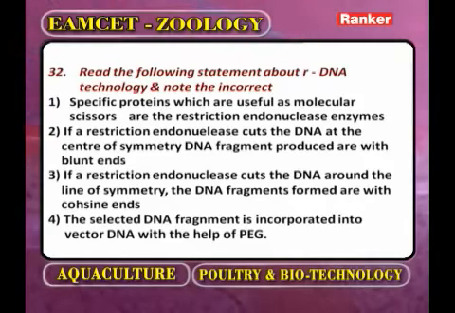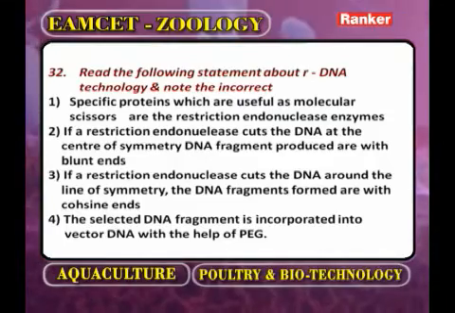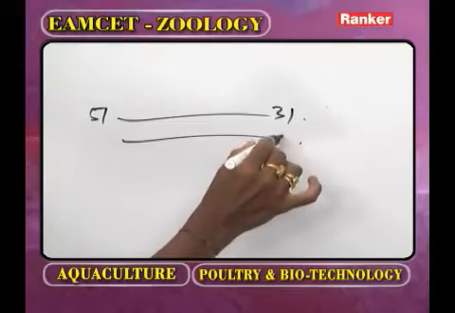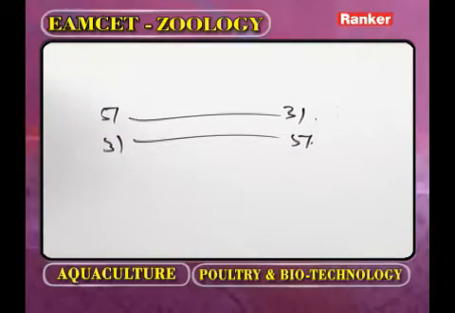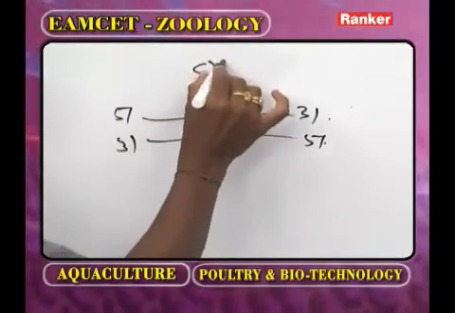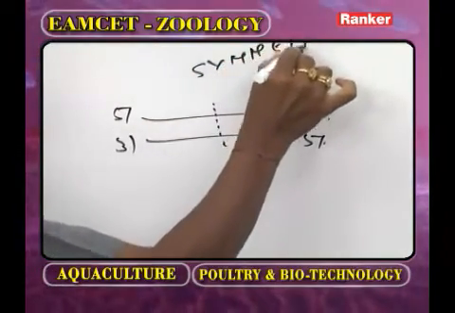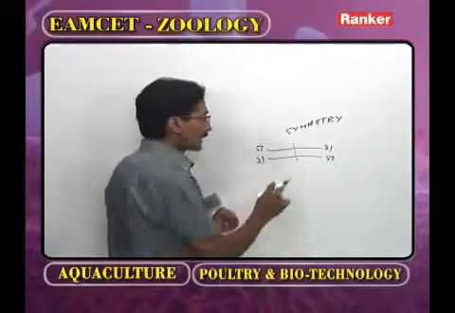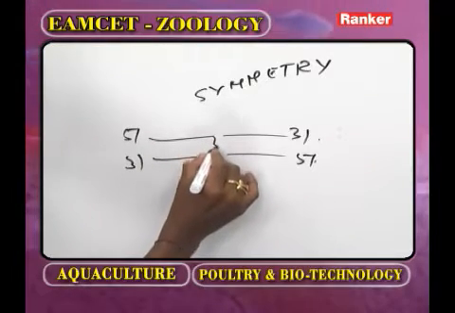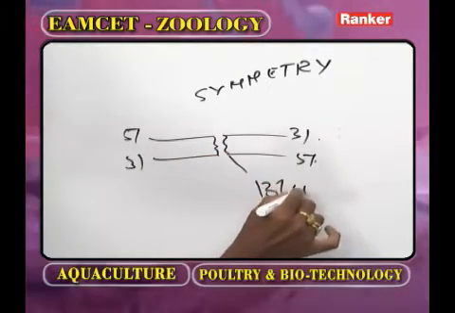Second, if a restriction endonuclease cuts the DNA at the center of symmetry, DNA fragments produced are with blunt ends. Now this is the DNA strand, 5 dash, 3 dash, 5 dash, 3 dash. Now this is the center of the DNA strand. That is symmetry. If the enzyme cuts the DNA strand at symmetry, we are getting the blunt ends. These are called the blunt ends.